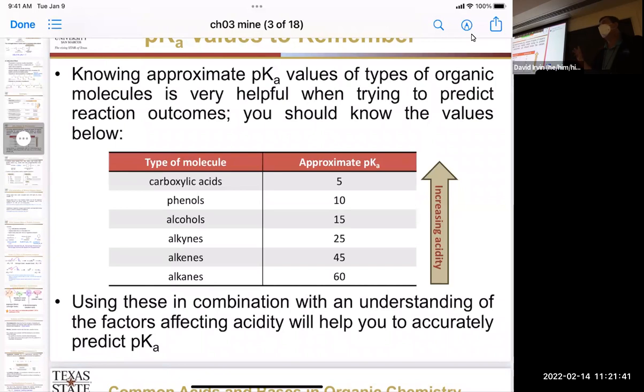Now, the alkynes, alkenes, and alkanes change because of hybridization. So knowing that 25, 45, and 55 or 60 for those is important. So devote these to memory because I'm going to use them a lot as we go through reactions.